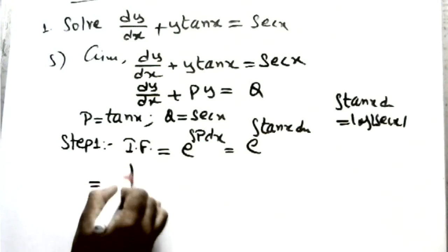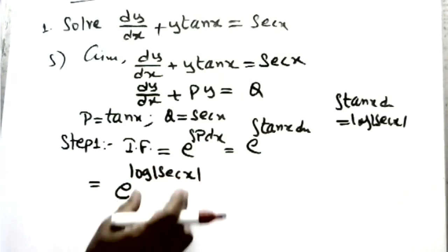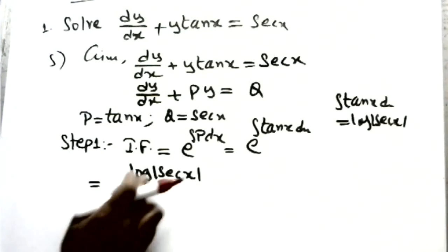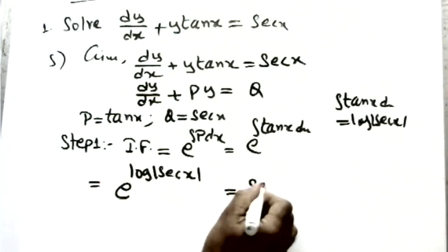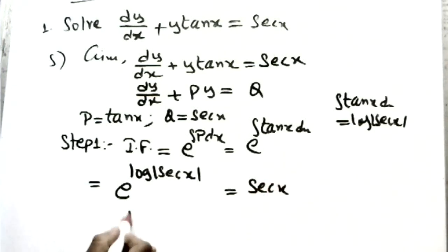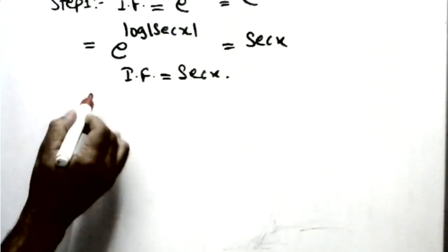So we write e to the power of integration of tan x, and integration of tan x is log of secant x. The e and log get cancelled. Always remember, e and log get cancelled. We are left with only secant x. So we got the first step: integral factor equals secant x.